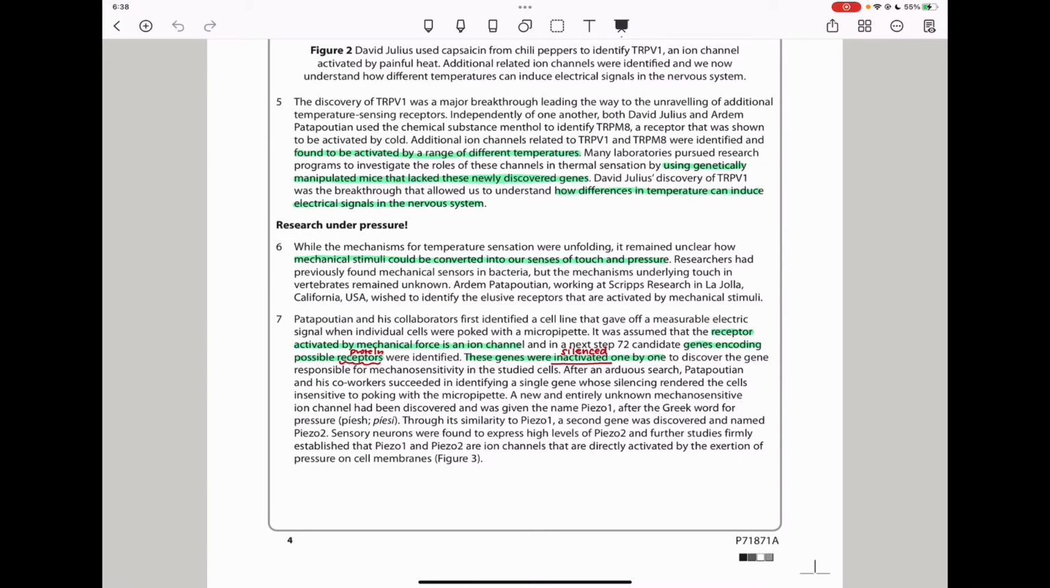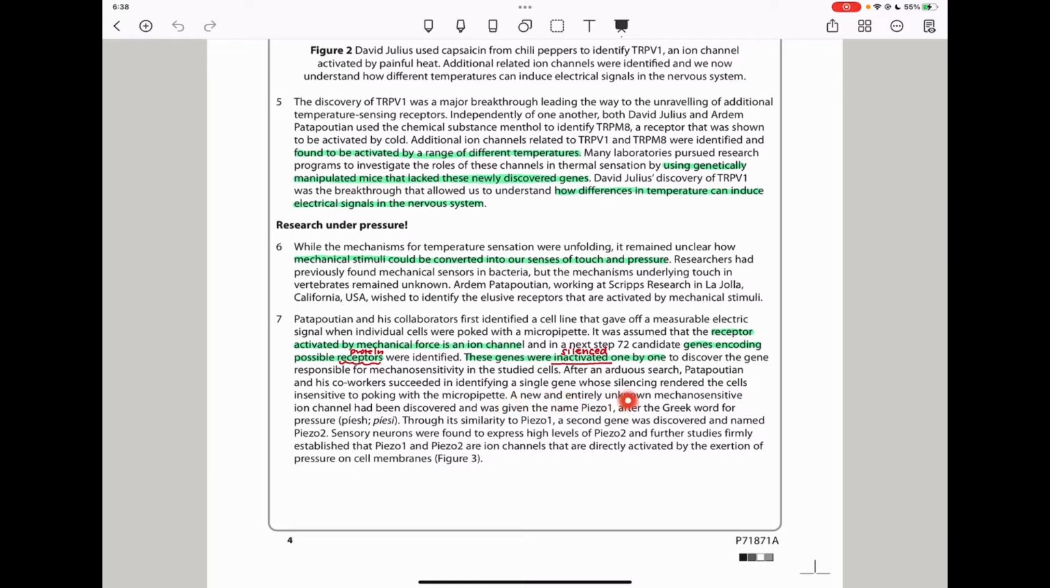Paragraph 7. Patapoutian and his collaborators first identified a cell line that gave off a measurable electrical signal when individual cells were poked with a micropipette. It was assumed that the receptor activated by mechanical force is an ion channel, and in the next step, 72 candidate genes encoding possible receptors were identified. These genes were inactivated one by one to discover the gene responsible for mechanosensitivity in the studied cells. After an arduous search, Patapoutian and his co-workers succeeded in identifying a single gene whose silencing rendered the cells insensitive to poking with a micropipette.